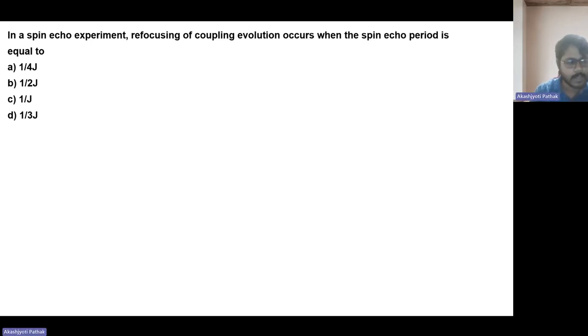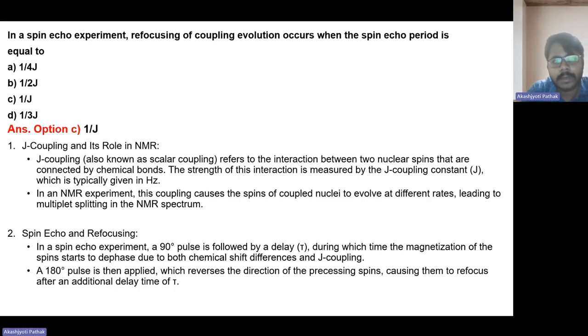Okay, so let's try to understand the solution and the concept behind this question. So the answer will be 1/J, right? Option C, 1 by J. Why? Okay, so let's try to understand this.